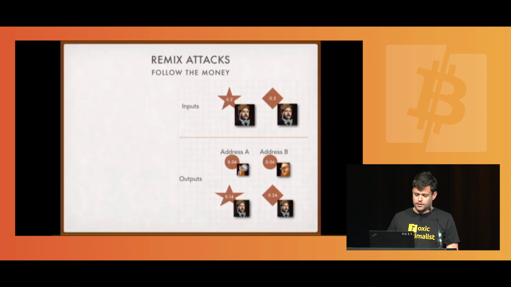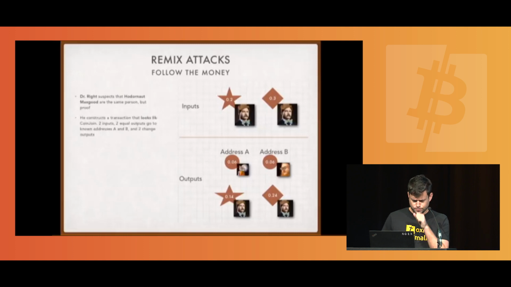So now let's say that Dr. Wright wants to maybe take advantage of the situation. He needs to prove that Max Good is actually Hodornaut, but he needs to prove it conclusively. So he's going to construct a transaction that looks like a COINJOIN transaction. He uses two inputs of his own, and people don't have to know that both belong to himself, it doesn't matter. And he creates 4 outputs.